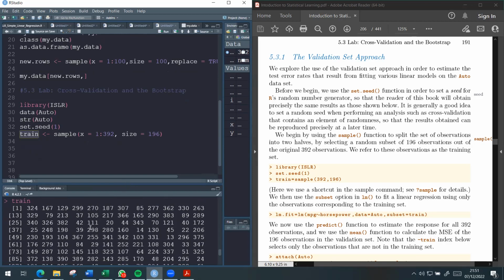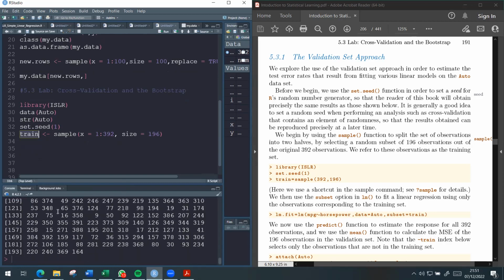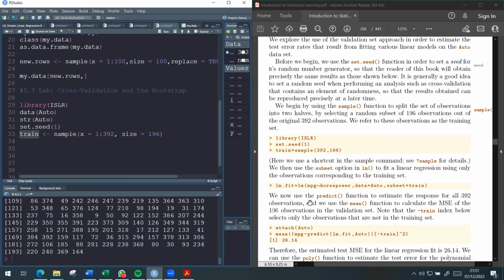Meaning you're going to take the 324th observation, the 167th, etc. Here we use a shortcut in the sample command. See question mark sample for details. I guess the shortcut is that we're not writing x is equal to 1 to 392. We then use the subset option in lm to fit a linear regression using only the observations corresponding to the training set. Okay.